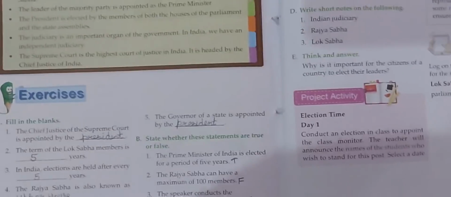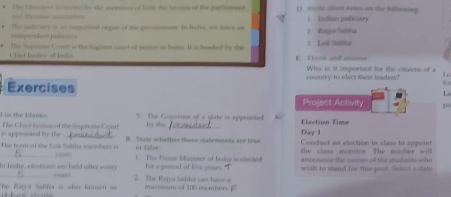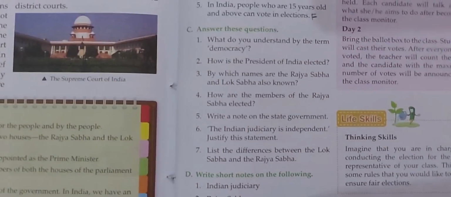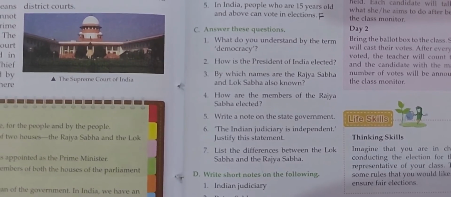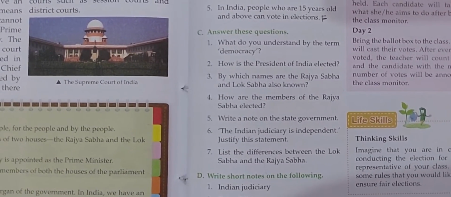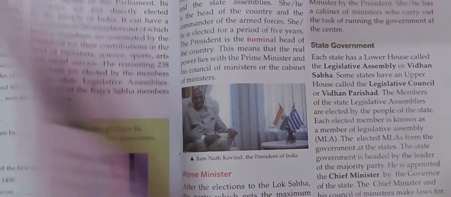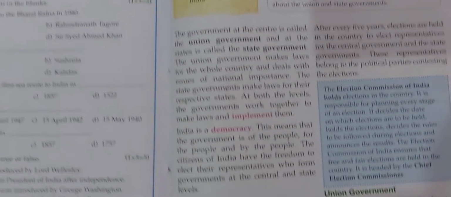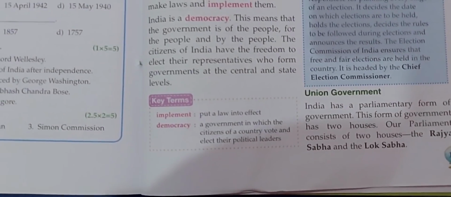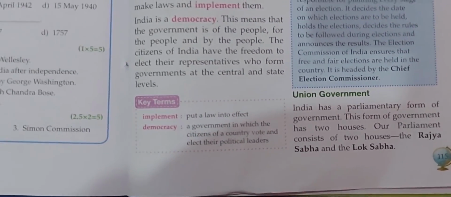And here you have the exercise of this chapter. Now you have to go for the question answers. First one is, what do you understand by the term democracy? For this, you can go to the first page of the chapter, and on this page you can find the meaning of democracy in key terms.